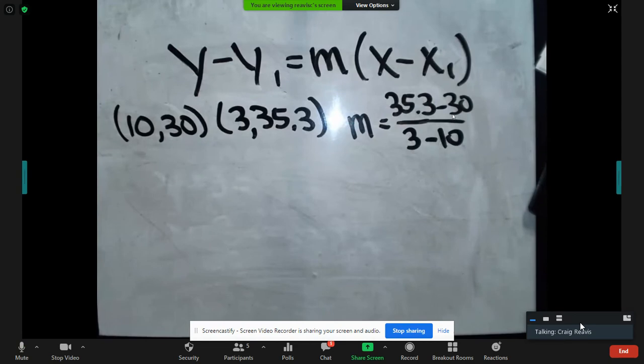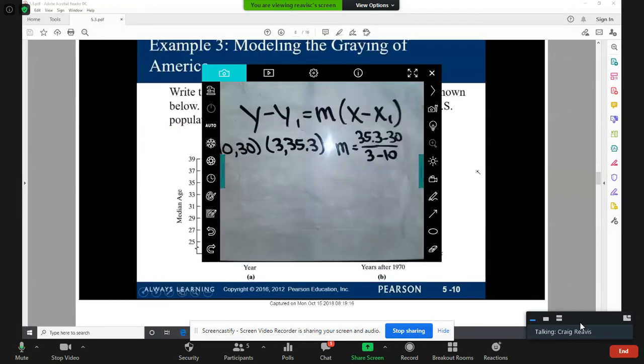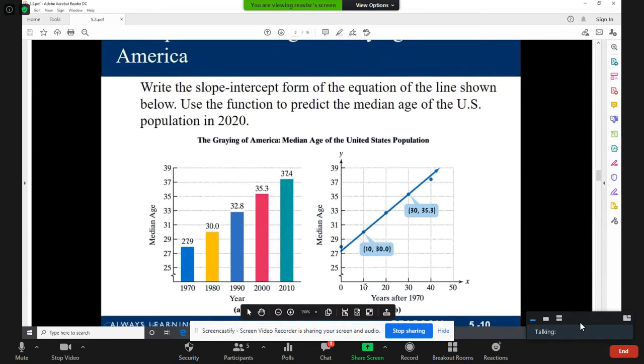Now, let's go back to that chart. What does 3 and 10 mean? I'm sorry, that was 30 minus 10. That's 30. I've got to write down my points correctly. 10 and 30, if I look at this chart, it's the years after 1970. So 10 really means what? 1980. 30 means the year 2000. All right, it tells us this first number is the number of years after 1970. Okay, so I have to know that when I get to my final answer.